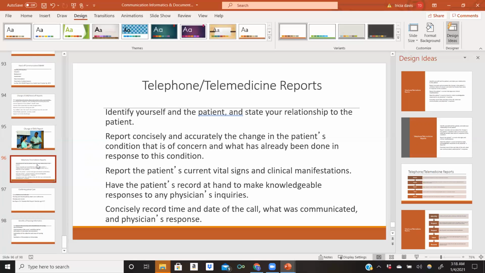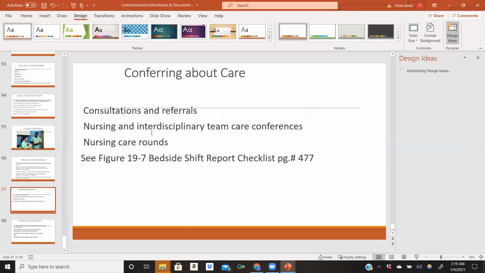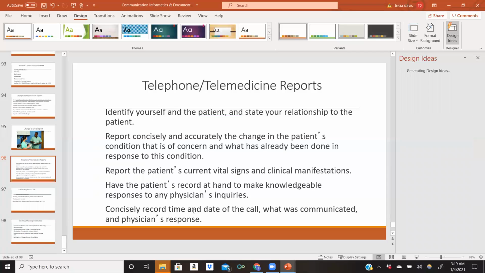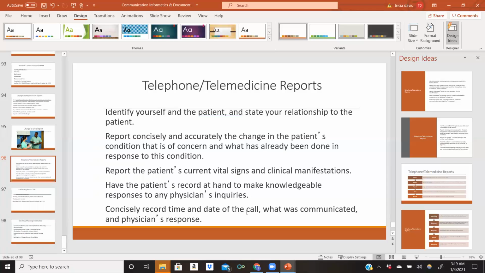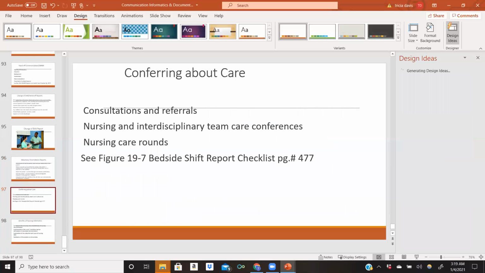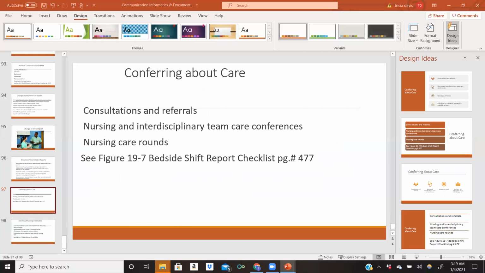You want to have the patient's record at hand so that you're making knowledgeable responses to any physician's inquiries. You don't want to guess, right, and say the wrong things. You want to make sure you have the time to give an accurate report. You want to make sure you have everything you need, that electronic health record, that paper health record, whatever you need at hand. And then you want to concisely record the date and time of the call, what was communicated, what was the physician's response, and who you actually talked to. These are all important information that you want to document.